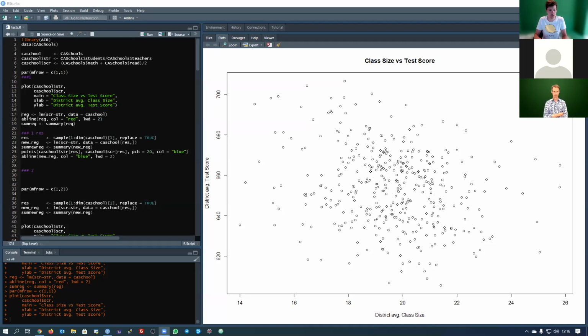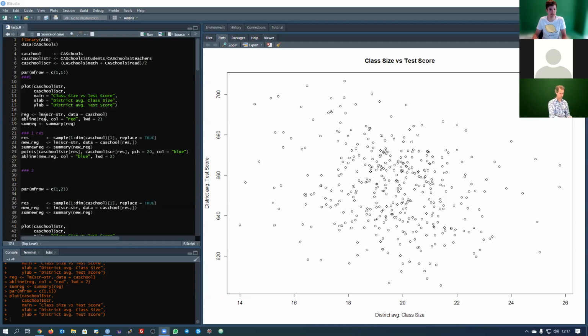So let me just share my screen, and you should be able to see right now a plot that you have probably seen in every single lecture now, namely the plot of district average class size on the x-axis and district average test score on the y-axis, something that we encounter on a daily basis because we want to find out what's the relation between class size and test score.